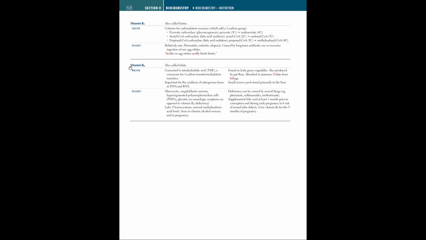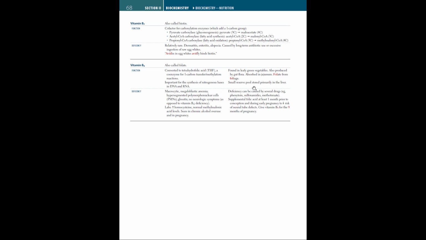Next, we have vitamin B9, also called folate. Now, the function of folate, or vitamin B9, is that it helps in the formation of the coenzyme for one-carbon transfer methylation reactions. It is important for the synthesis of nitrogenous bases in DNA and RNA. Now, vitamin B9 is found in leafy green vegetables and also produced in the gut flora, absorbed in the jejunum. Folate, from foliage.